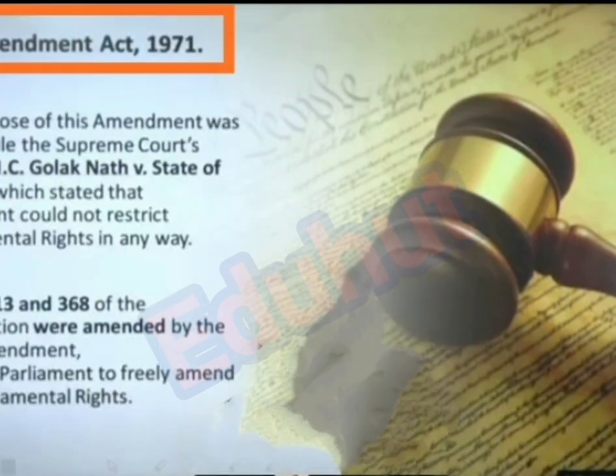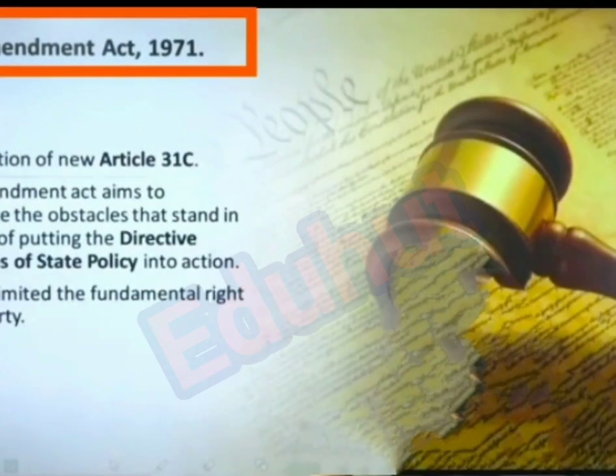24th Amendment Act 1971. The purpose of this amendment was to overrule the Supreme Court's ruling in I.C. Golaknath versus State of Punjab, which stated that Parliament could not restrict the fundamental rights in any way. Article 13 and 368 of the Constitution were amended by the 24th Amendment, allowing Parliament to freely amend the fundamental rights.